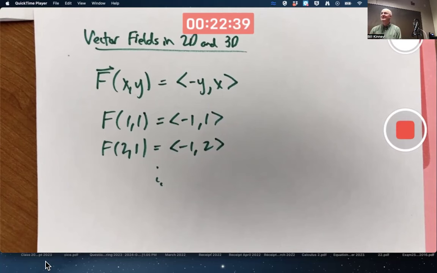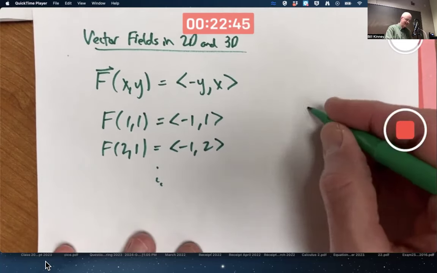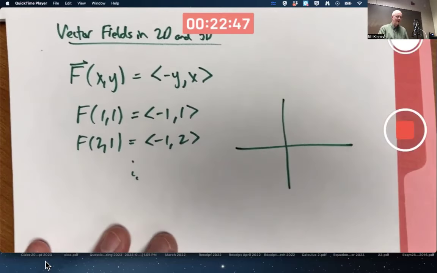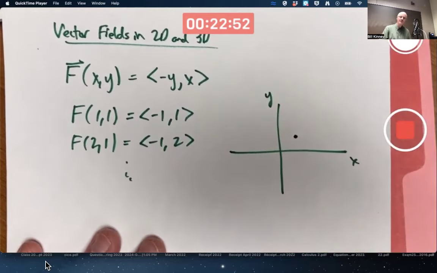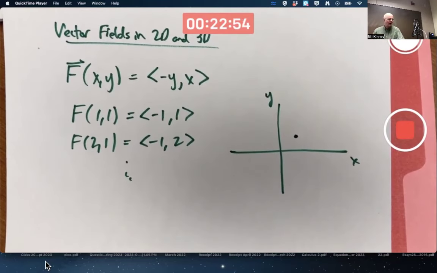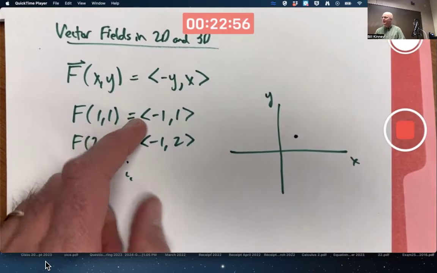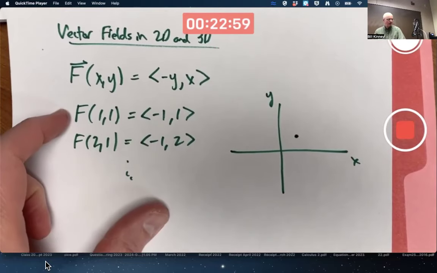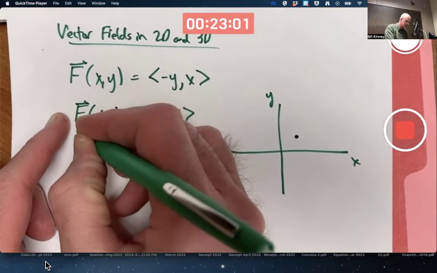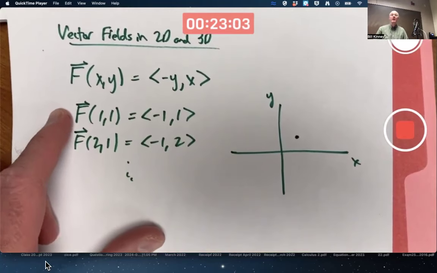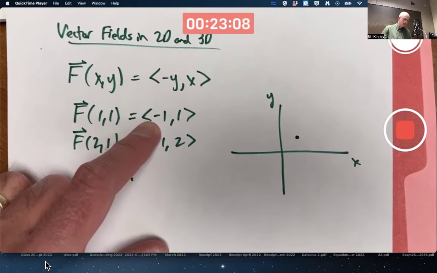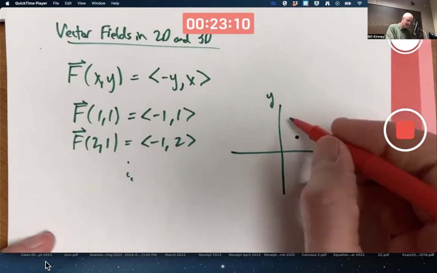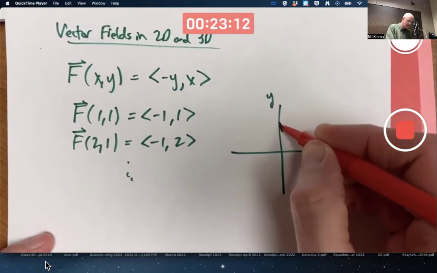More interesting, though, is to graph it. How? At any point in the plane, like (1, 1), draw a vector starting at that point. So at the point (1, 1), I should put little half arrows above these F's here, by the way. At the point (1, 1), draw the vector with components ⟨−1, 1⟩. Draw that arrow right there.